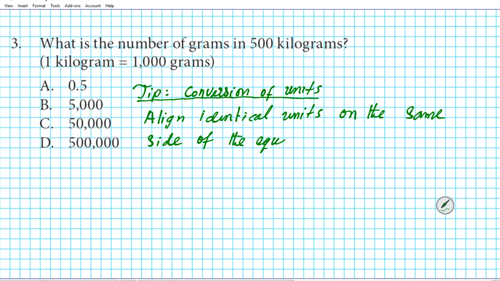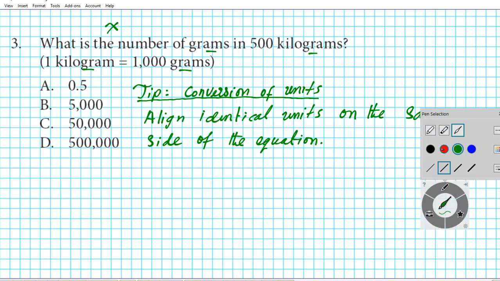What am I talking about? Well, let's take a look at this example. We have two units: grams and kilograms. Grams and then kilograms that we're supposed to find. So let's say we don't know what this is. It says, what is the number of grams in 500 kilograms? So let's call that x grams in 500 kilograms. All right? So let's write down a declarative statement concerning our unknown.